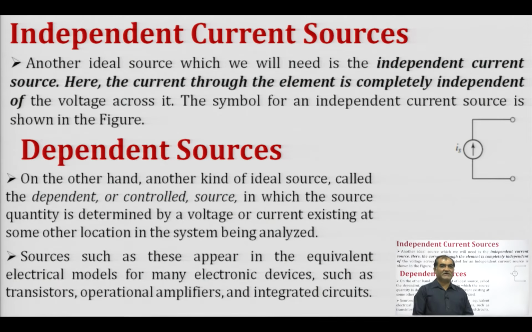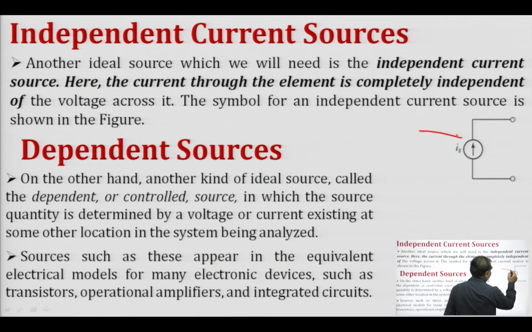Another ideal source which we will need is an independent current source. Here the current through the element is completely independent of the voltage across it, and the symbol for an independent current source is shown in this figure. So, we have already discussed that this is how we represent an independent current source.